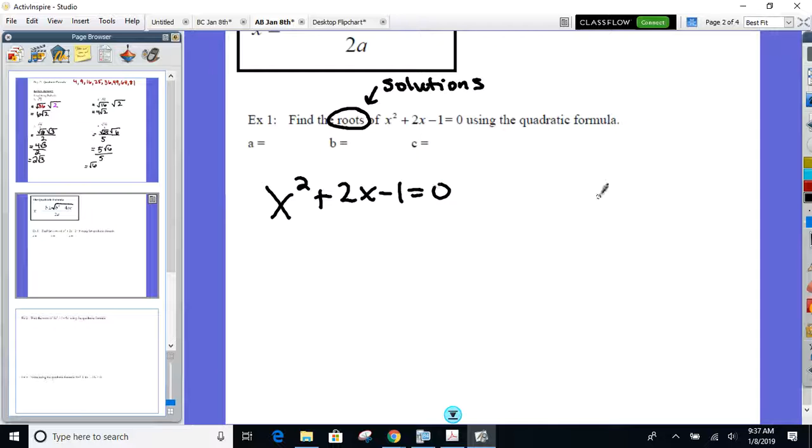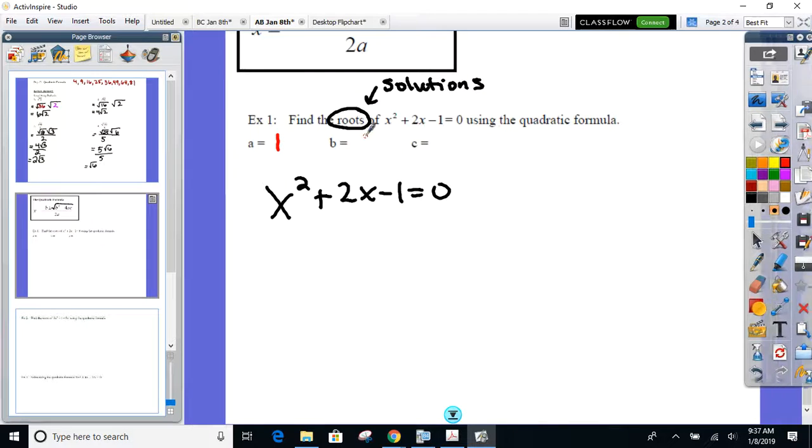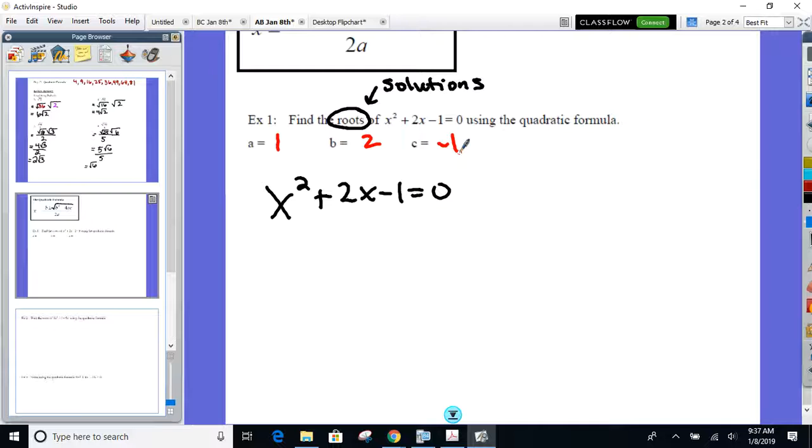It says use the quadratic formula. Everyone stop. I want to show you why we need to use the quadratic formula. Why isn't what we did yesterday, factoring, good enough? Go ahead, what's your A value? 1. What's your B value? 2. And what's your C value? Okay, so my question is, why can I not factor this? Why am I forced to use this quadratic formula?